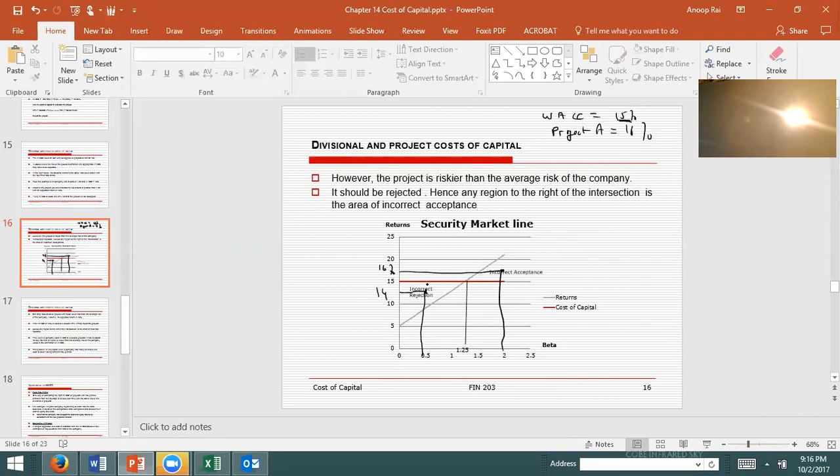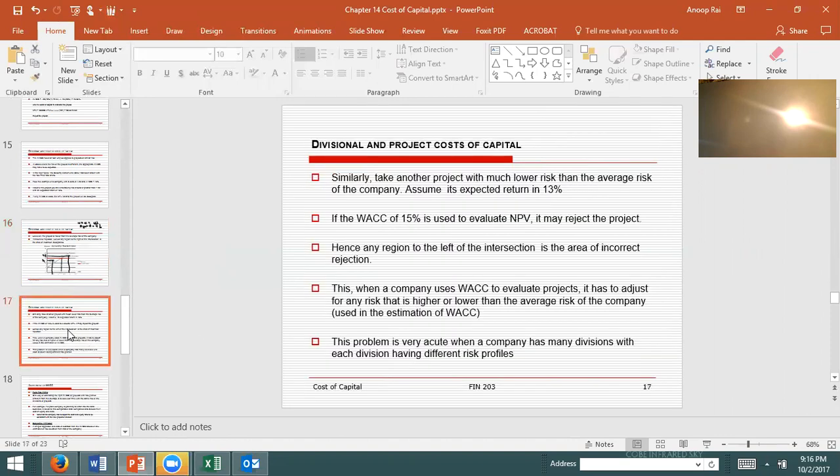So what we're trying to tell you is that, look, when you have a weighted average cost of capital, if it's the same risk, then it is okay. But if it's different risk, then you have to make some calls on how to accept it. So you can use the security market line. That is one way of doing it.